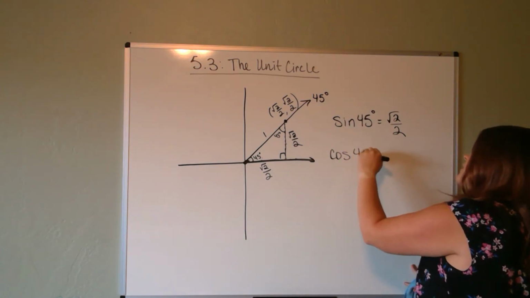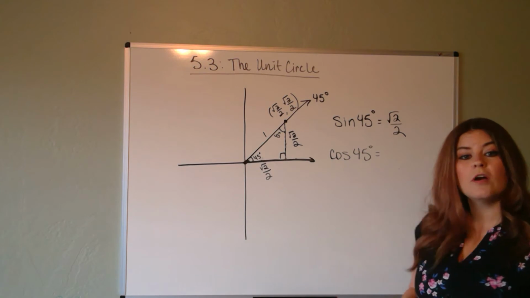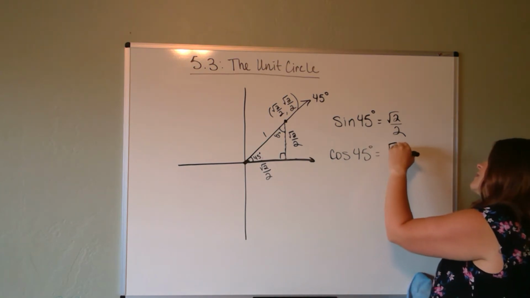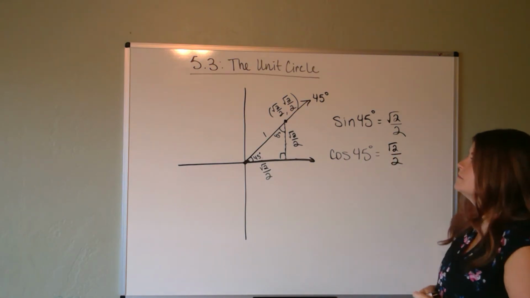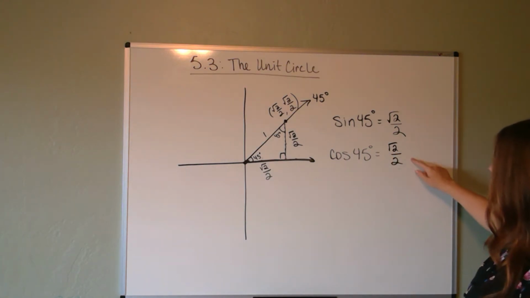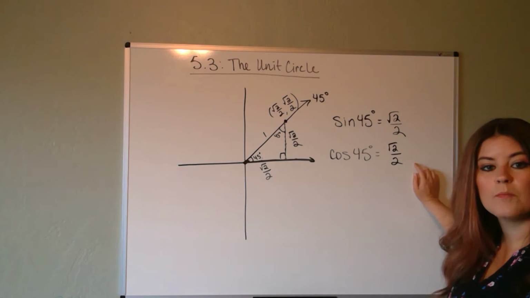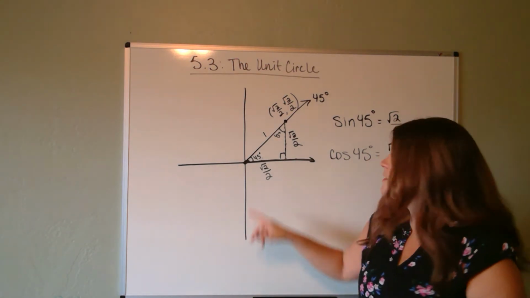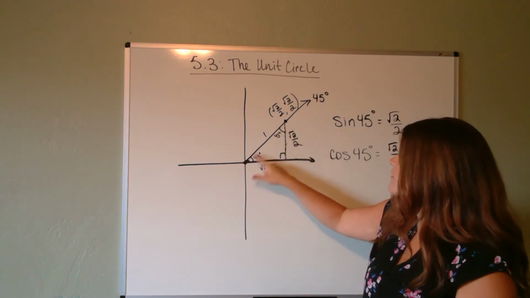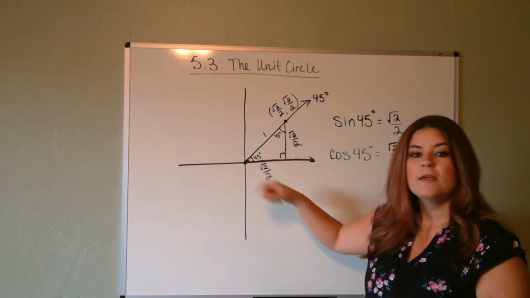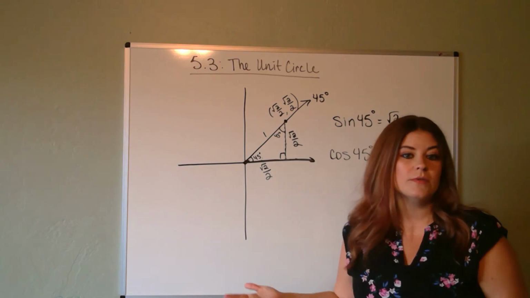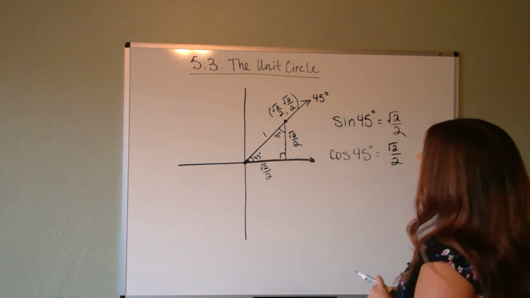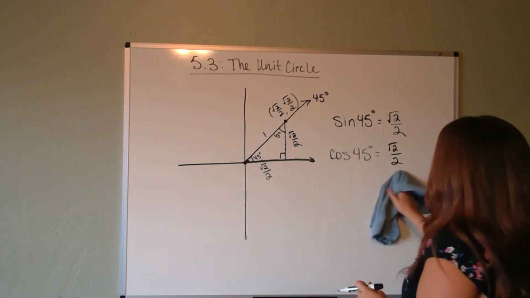The cosine of 45, x/r, but r is 1. So cosine is just x. So guys, notice that the sine and cosine for a 45-degree angle are both the same. And the reason that happens is because in the 45-45, these two angles are exactly the same. So sine and cosine are also going to be the same because opposite and adjacent are the same value. All right, so there's the 45.